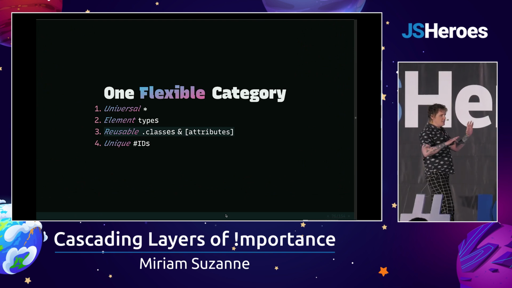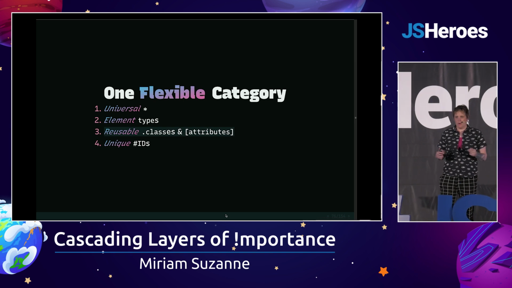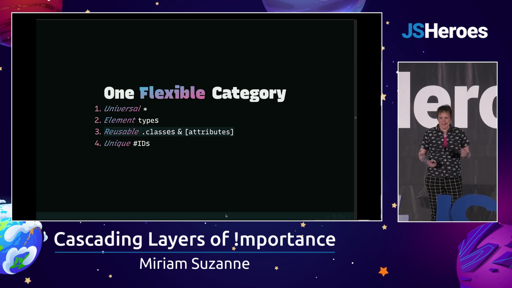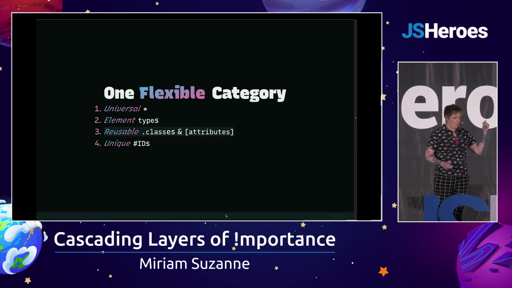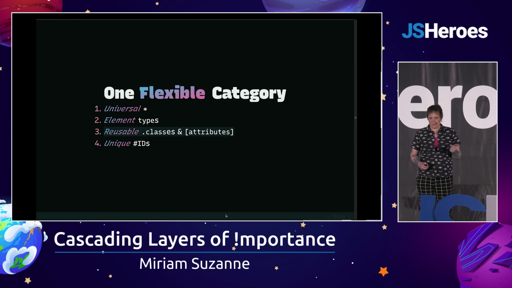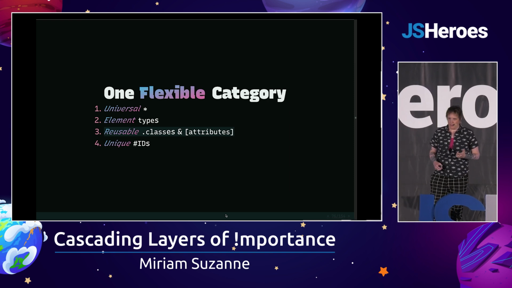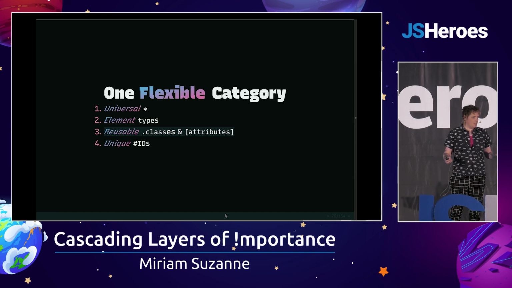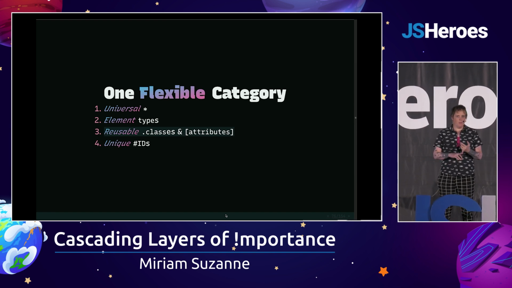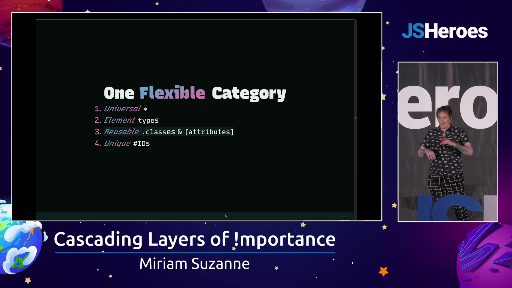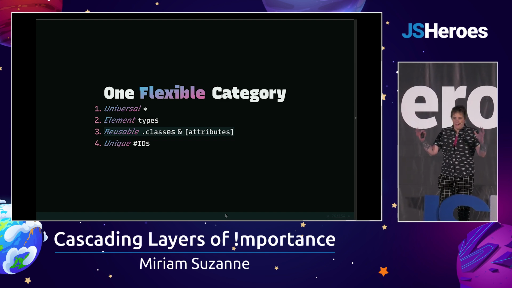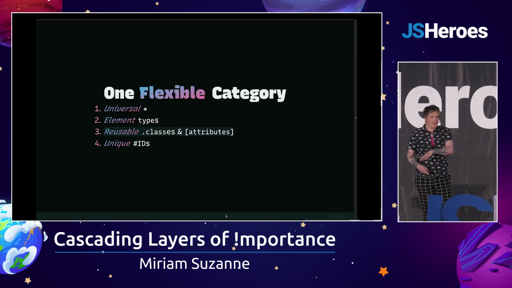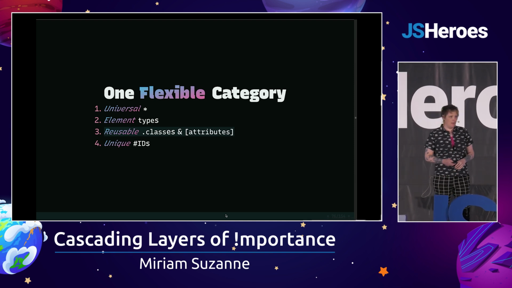But out of all of these, and they're all very useful, only one of them is completely flexible. We don't control what is targeted by the universal selector. We don't control what's targeted by the type selectors. We only control where classes and attributes are applied. We can name them whatever we want. We can create as many as we want. We can put them wherever we want. We have total flexibility in that level. And then IDs have to be unique, so again, we have pretty limited control.